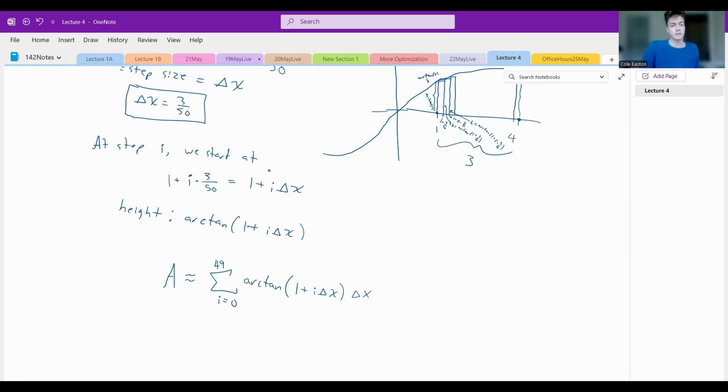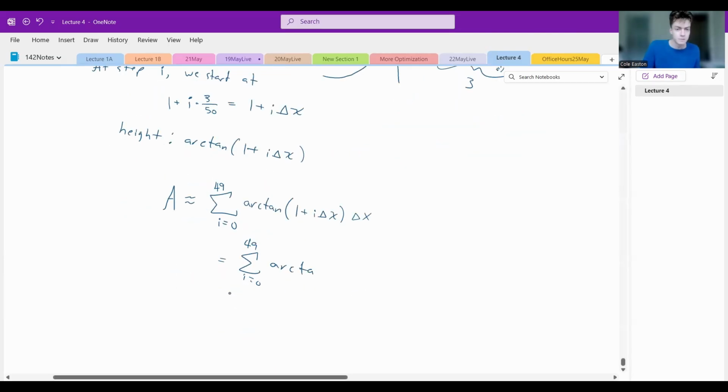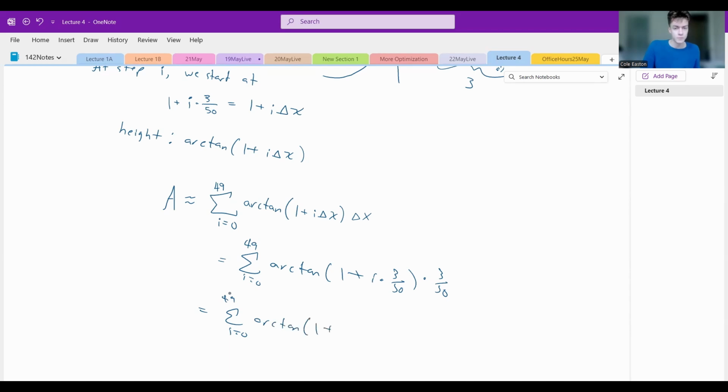And we do want to write this actually with real numbers. So let's just replace our delta x with what it's actually equal to. Arctan of 1 plus i times 3 over 50, times 3 over 50. And if we just rewrite that one more time, it's the sum from i equals 0 to 49 of arctan of 1 plus 3i over 50, times 3/50ths.